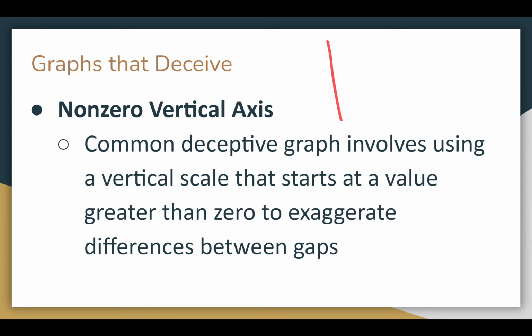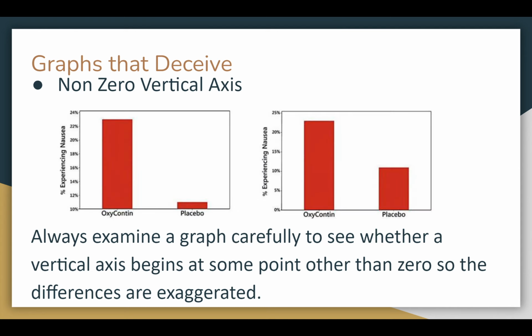So your vertical axis here should start at 0 and go up at a steady rate so that between each frequency, there's the same difference. Okay, so you can look here. This first graph starts at 10%, not at 0. So it looks like the placebo in this one did like nothing. But it still was between 10 and 12%.